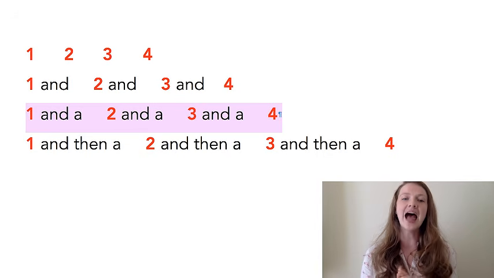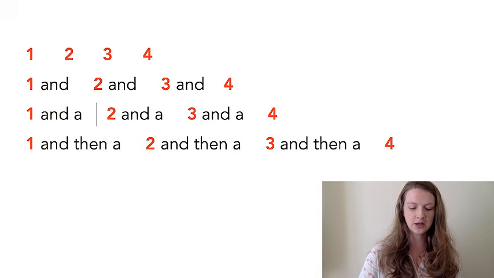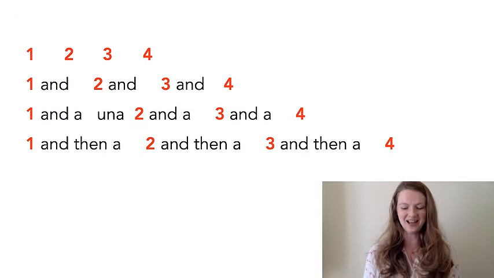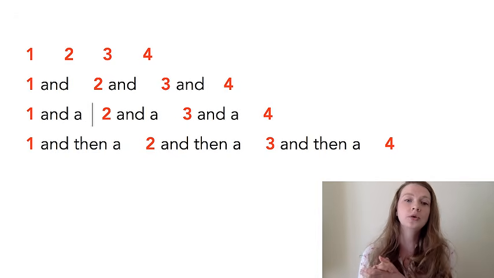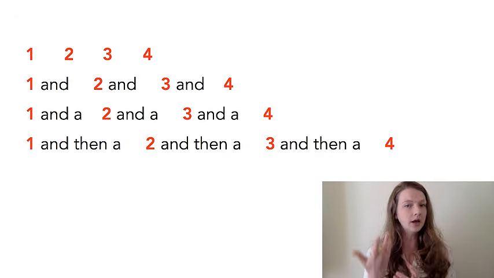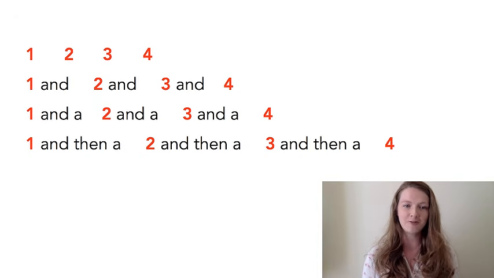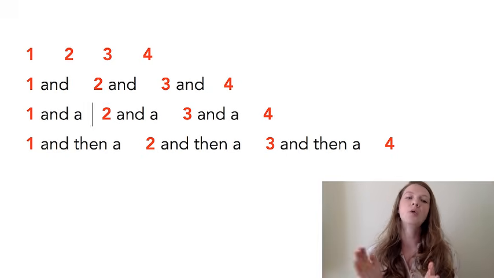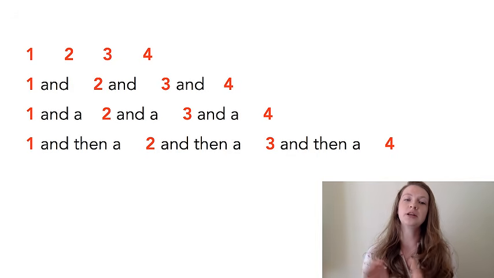So I don't say 1 and 2, 'and' too strong. We need to weaken it. 'Ana.' So it becomes like 'ana', or 'ana', something like this. It's with another schwa. So 1 and a 2 and a 3 and a 4. At a normal pace, it would sound like 1 and a 2 and a 3 and a 4. All right, let's have another go together. I'll do it slowly first. 1 and a 2 and a 3 and a 4. A bit faster, more natural. 1 and a 2 and a 3 and a 4.